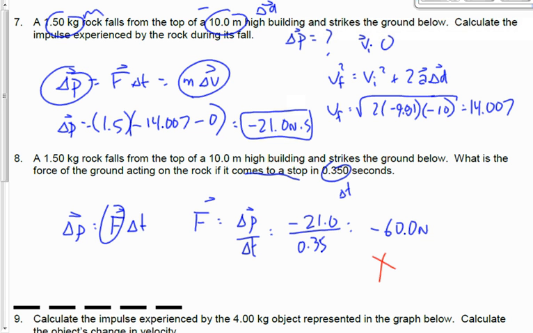Well, if it gained 21 downward, when it stopped, it lost 21 downward, right? So that would become a positive impulse, which means my force is positive 60 newtons. And that, when we read the answer, should make some sense to us. How do you stop a rock? Apply a downward force or an upward force? Upward. That's why it's a positive force, because it's an upward force.